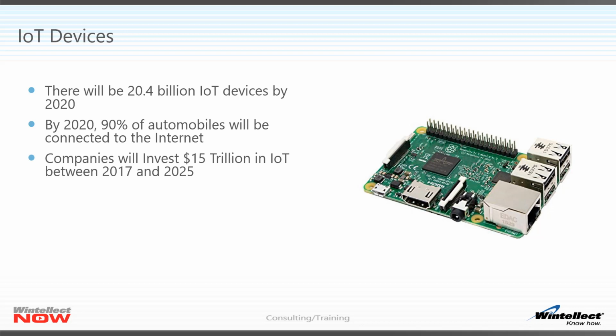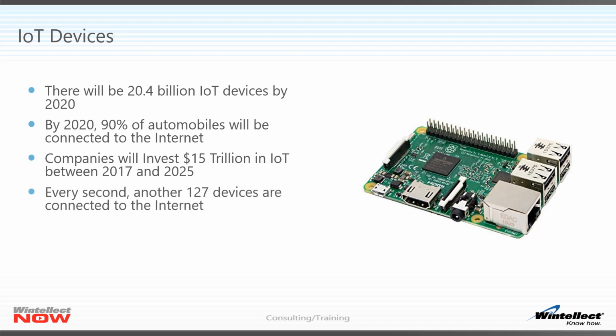Companies will invest $15 trillion between 2017 and 2025 in IoT. That was a pretty staggering number. That's like the deficit. The United States debt is like what, 13 trillion now? That's a lot of money. And I really don't know what $1 million looks like, much less $1 billion, but $1 trillion, that's like more than the GDP of most countries in the world. In any case.